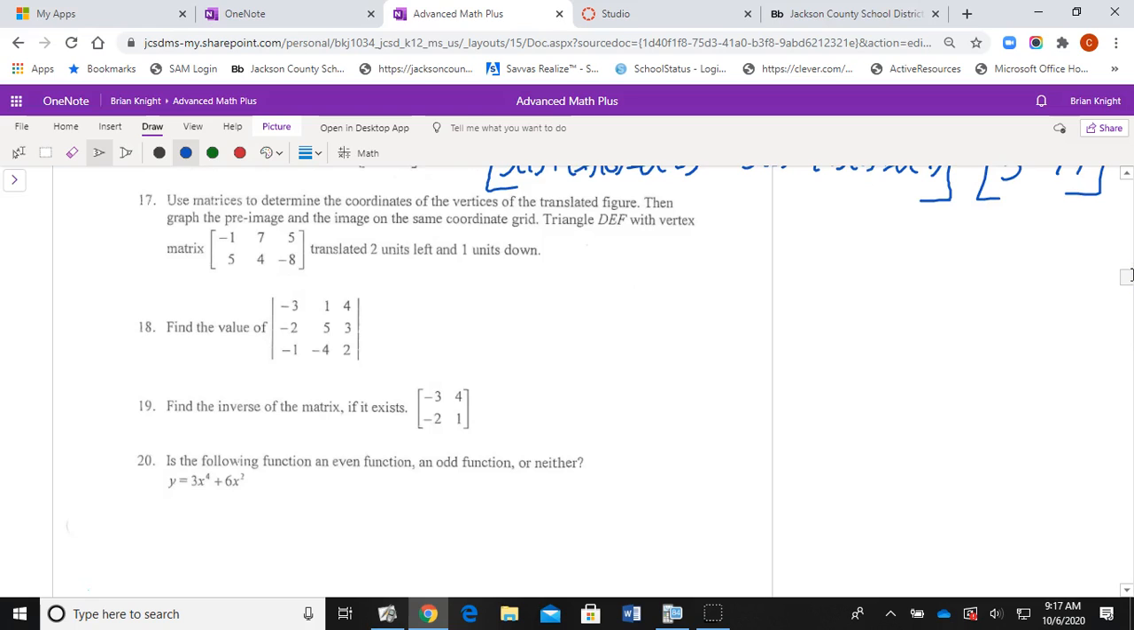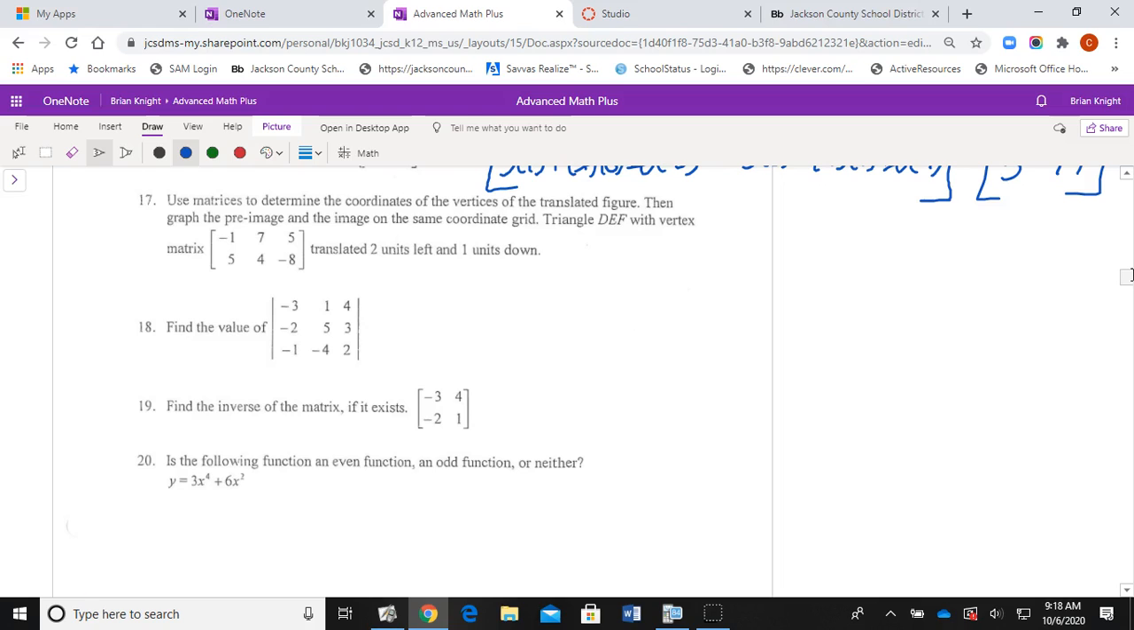They give us this matrix. It says use matrices to determine the coordinates of the vertices of the translated figure, then graph the pre-image and the image on the same coordinate grid. Triangle DEF with vertex matrix negative 1, 5, 7, 4, 5, and negative 8. Translated 2 units left and 1 unit down.